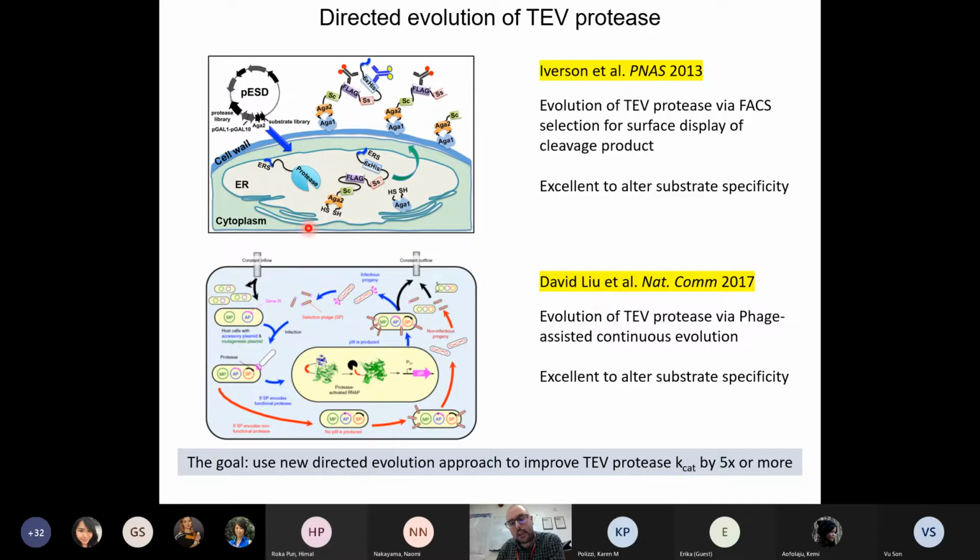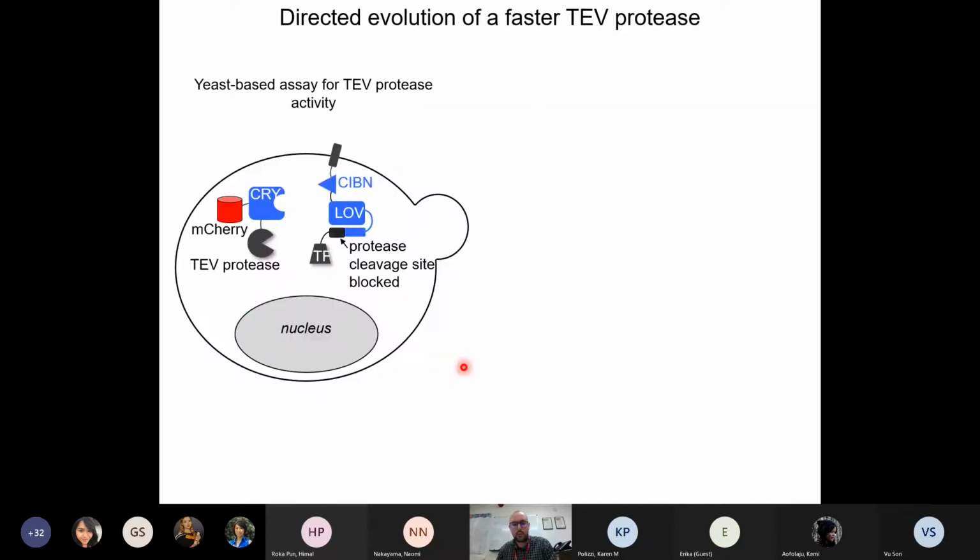But these platforms are excellent to change the selectivity of the TEV protease, the substrate specificity, but we don't want that. What we want is to improve the kinetics. Later it will be very nice to discuss why I couldn't apply PACE to my selection. So I couldn't work with this platform.